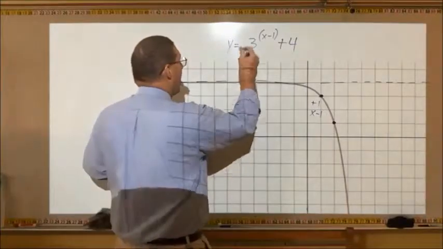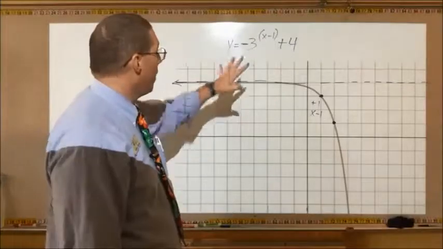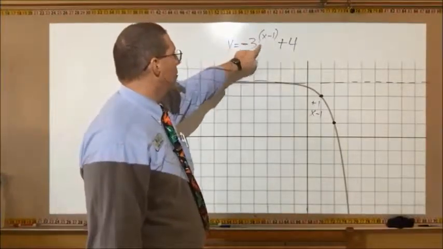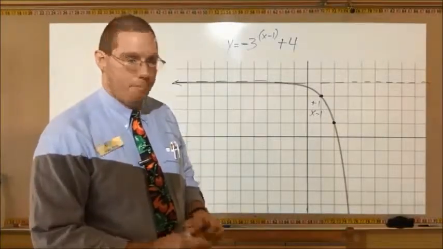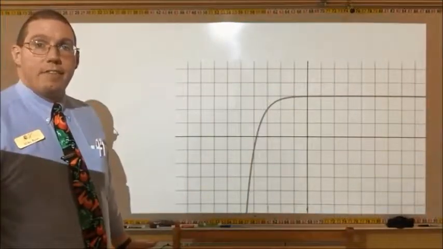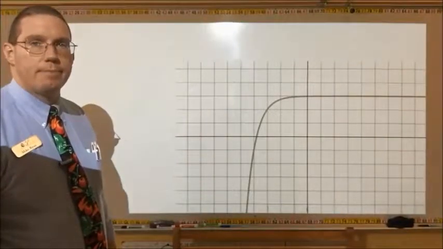So upside down means I put a negative in front of the base, and our final function is y equals negative 3 to the power of x minus 1, plus 4. Okay? Let's try another one. Let's identify the asymptote first. Why don't you pause it? Why don't you try and figure out the whole thing if you can.